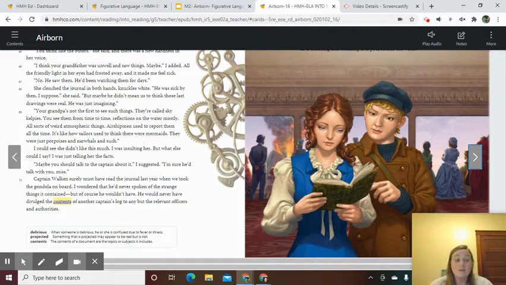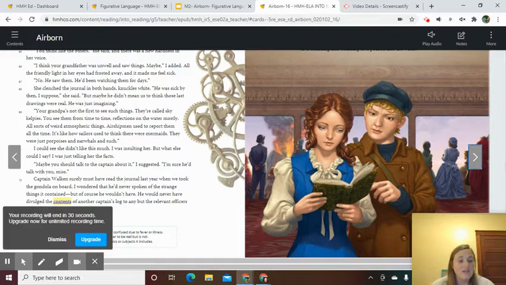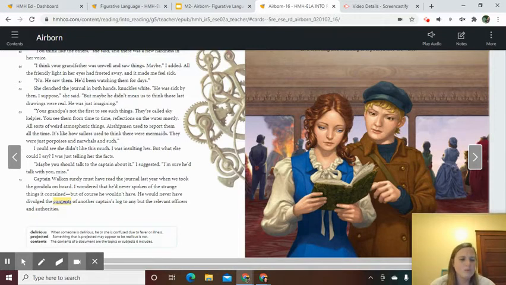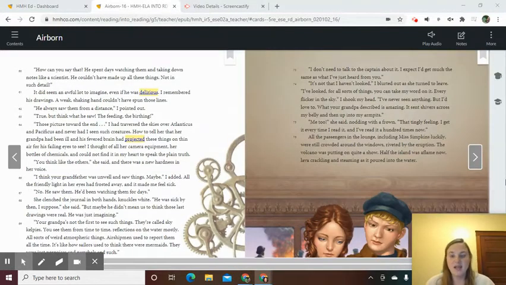Maybe you should talk to the captain about it, I suggested. I'm sure he'd talk with you, miss. Captain Walken surely must have read the journal last year when we took the gondola aboard. I wondered that he'd never spoken of the strange things it contained, but of course he wouldn't have. He would never have divulged the contents of another captain's log to any but the relevant officers and authorities. I don't need to talk to the captain about it. I expect I'd get much the same as what I've just heard from you.